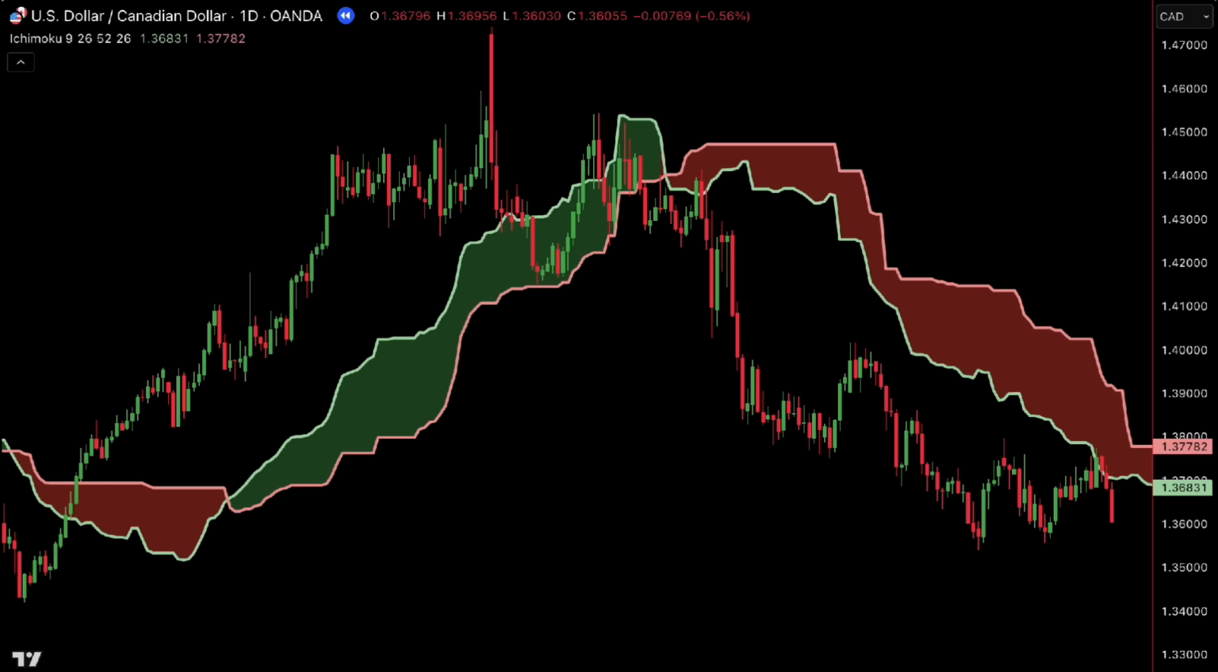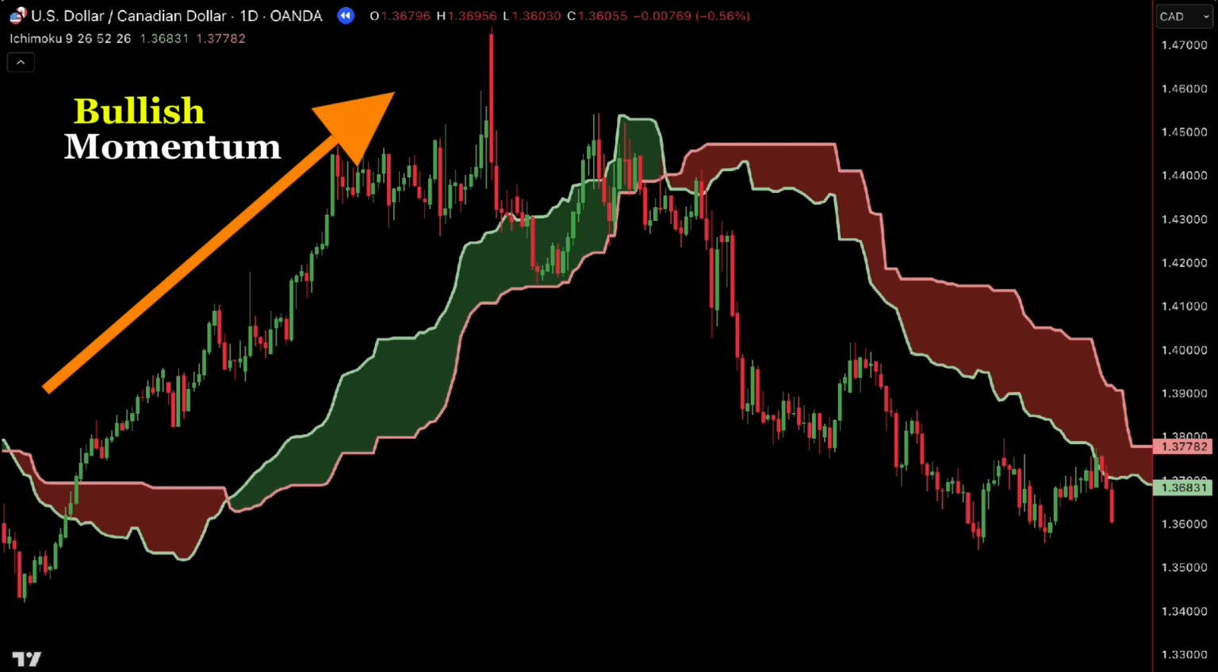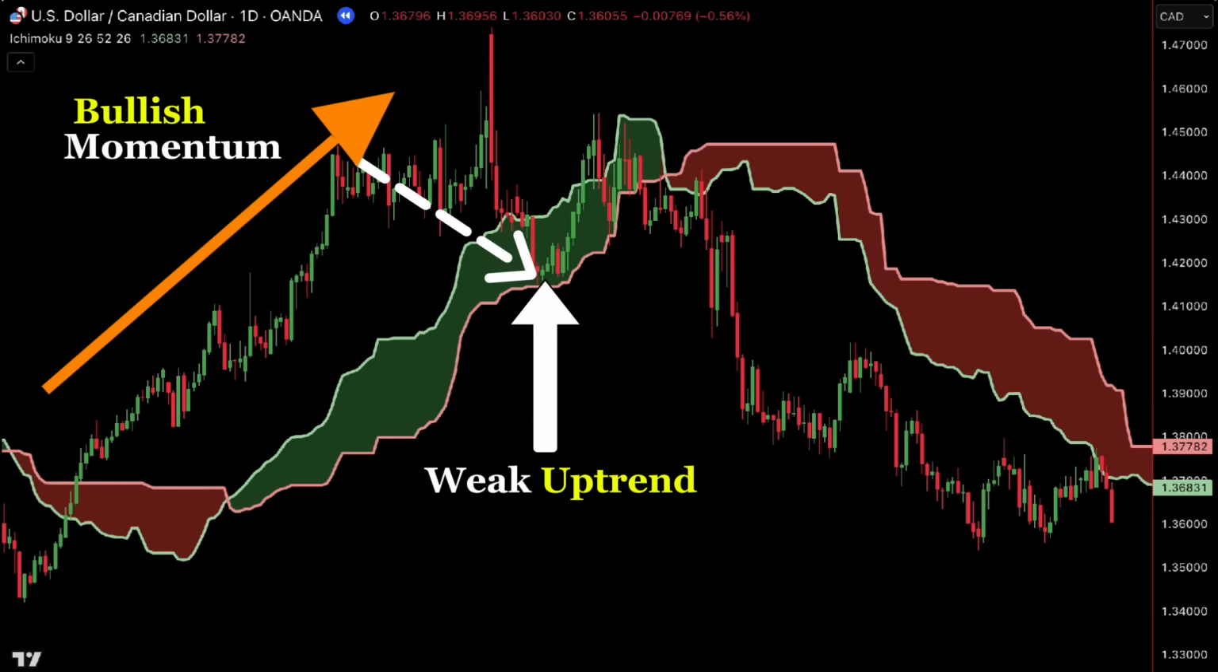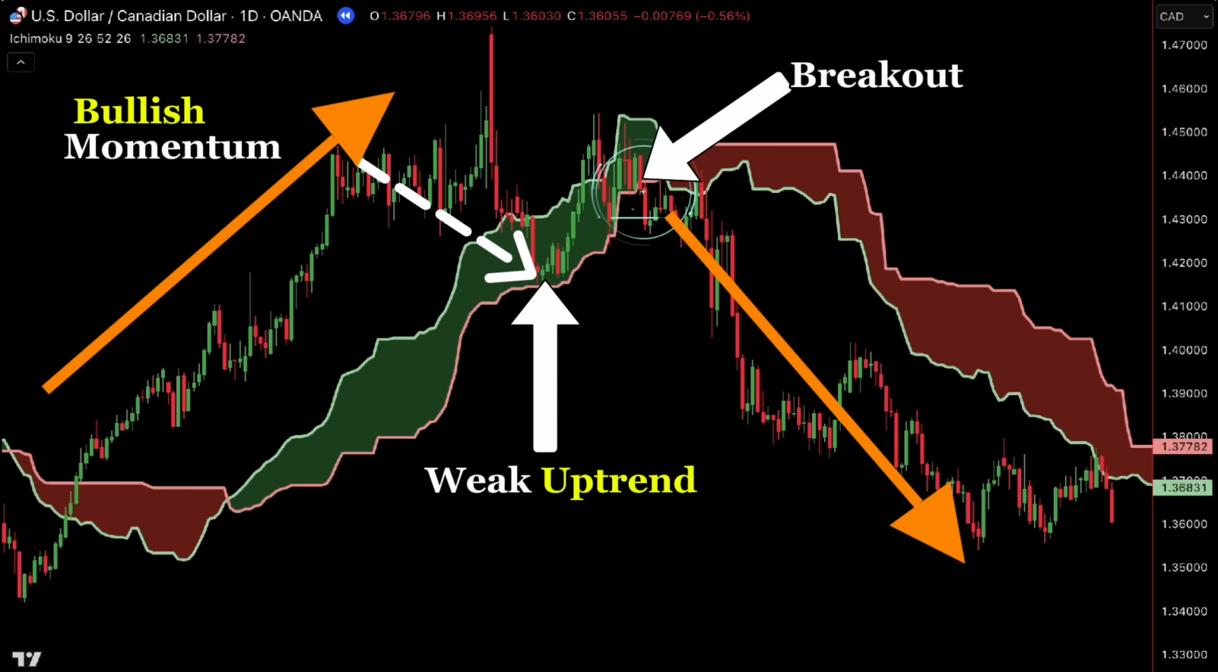This is the US dollar, Canadian dollar on the daily time frame. The market had been trending strongly to the upside, staying above the cloud, a clear signal of bullish momentum. But once price entered the cloud, that strength started to fade. And after breaking below the cloud, the trend completely reversed, shifting from a bullish uptrend to a bearish downtrend.